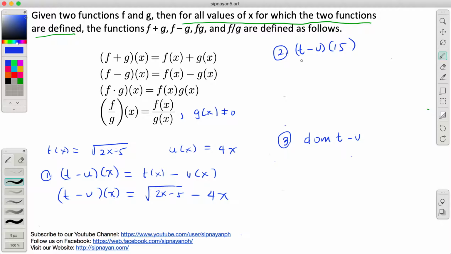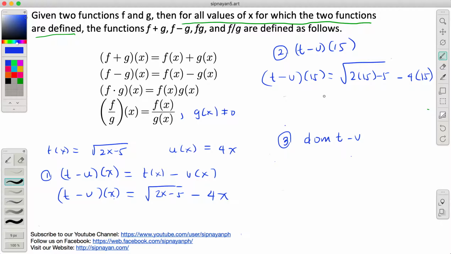Next, what is the value of t minus u of 15? So, pag nakuha na natin yung t minus u of x, syempre makukuha na natin yung t minus u of any number. For example, in this case, 15. So, substitute lang natin yung 15 doon sa mga lahat ng x's doon sa equation. So, magiging t minus u of 15 is equal to square root of 2 times 15 minus 5 and then minus 4 times 15.